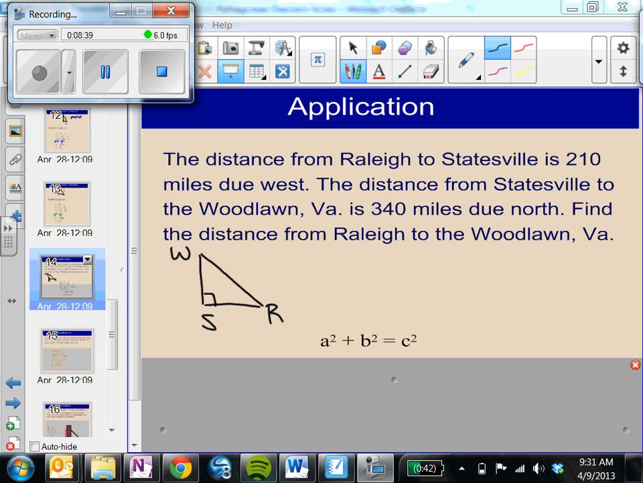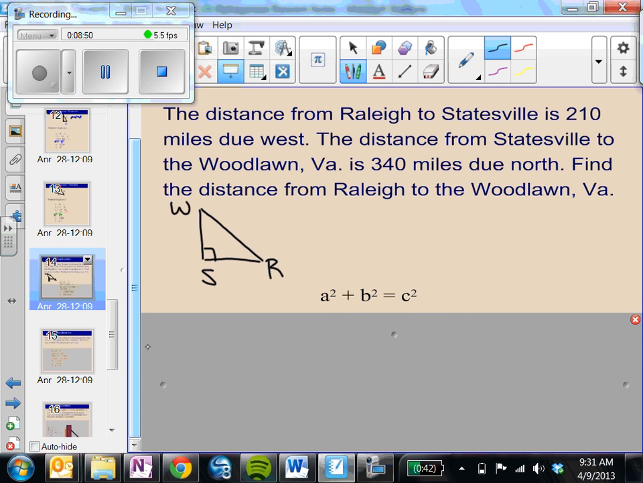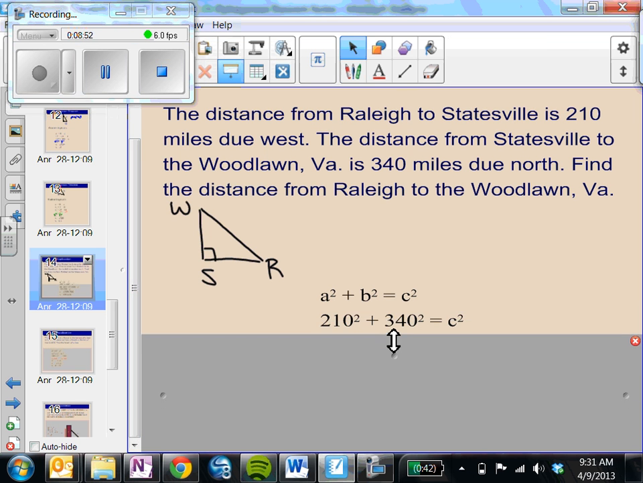So here's my picture of the right triangle. If we're going due west, that means we're going exactly west. And then if we're going due north, we're going exactly north. That helps to set up the right triangle in this picture. And so we can use the Pythagorean theorem. And we're going to substitute the distance from Raleigh to Statesville is 210, and then from Statesville to Woodlawn is 340. So that's the legs in our right triangle.